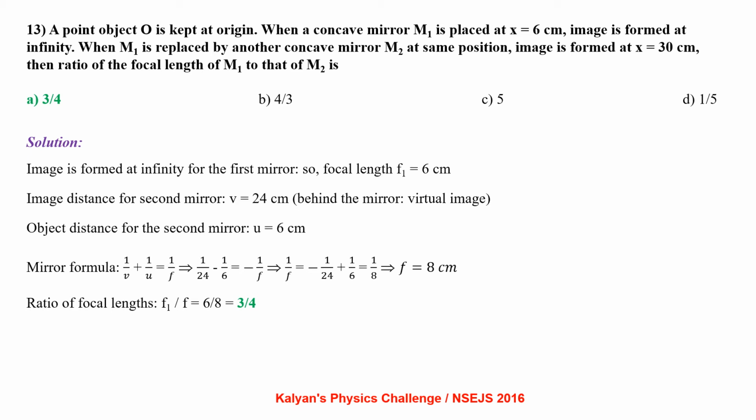Image is formed at infinity for the first mirror. So the focal length of the first mirror will be 6 cm, because image is formed at infinity only when the object is placed at the focal point. Image distance for the second mirror is given to be 24 cm behind the mirror, so it is a virtual image. Object distance for the second mirror is 6 cm. Applying the mirror formula, we get f equal to 8 cm. So the ratio of focal lengths will be 6 by 8, that is 3 by 4.